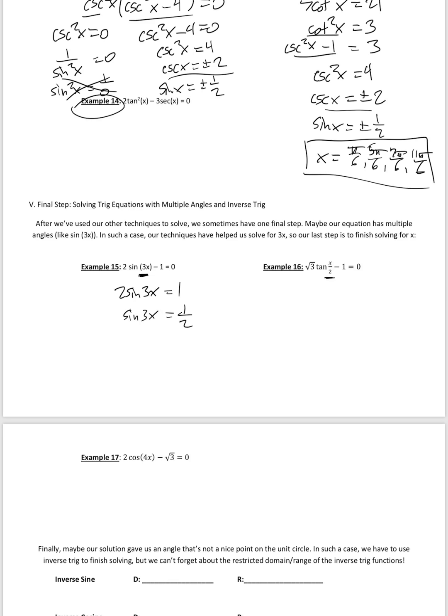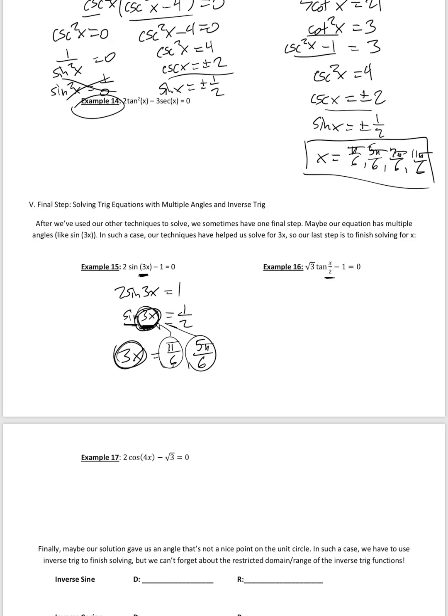So when I'm asking myself, where does the sine function equal 1/2, I know that's pi over 6 and 5 pi over 6. But that's what the sine function has to equal. What I'm actually solving for is x. What's inside the sine function is 3x. 3x equals pi over 6 and 5 pi over 6, because when I plug those angle values into the sine function, I will get 1/2 back.